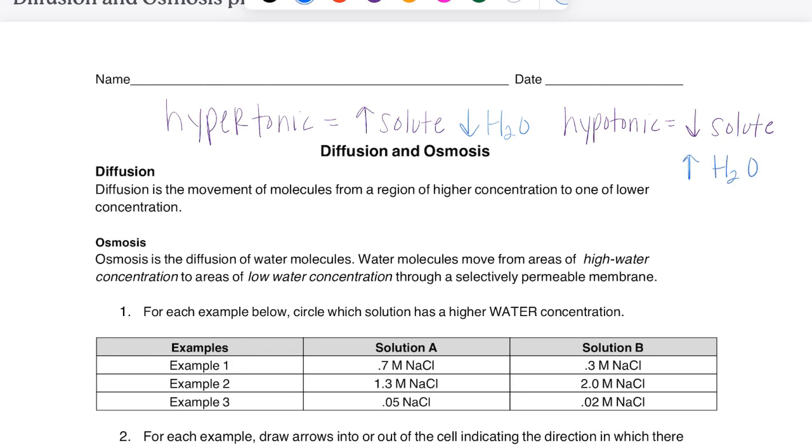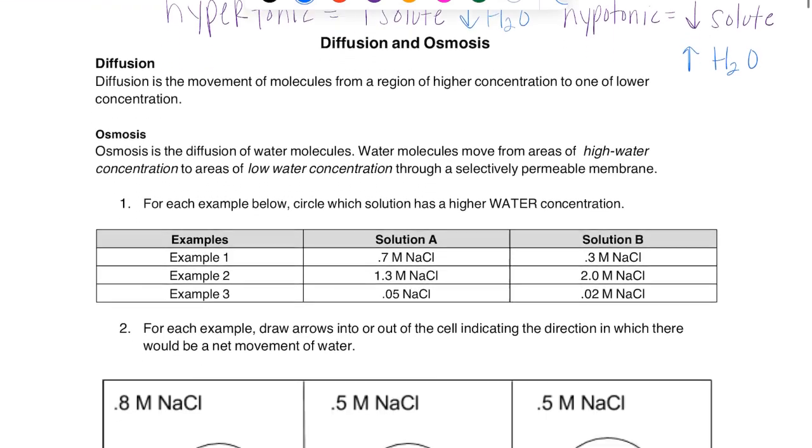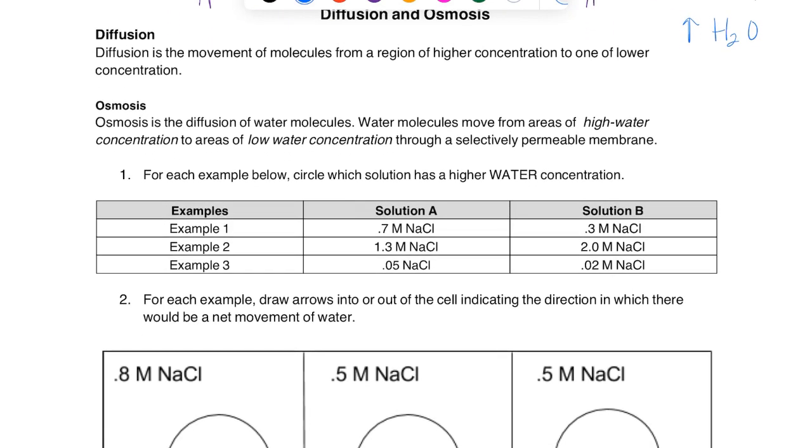So let's take a look at our problems here. It says osmosis is the diffusion of water molecules. Water moves from an area of high concentration to low. So remember, because this is a form of passive transport, it's always going to move from high to low. It says circle which solution has a higher water concentration.